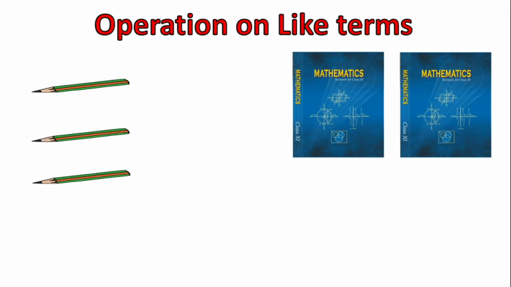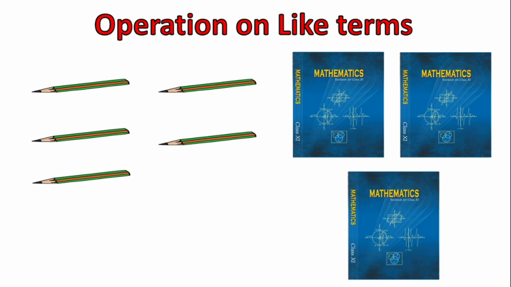Think of it like this: you have 3 pencils and 2 mathematics books. We cannot add 3 pencils and 2 mathematics books because they are not the same kind of objects. Now, if you get another 2 pencils and 1 book, altogether we have 5 pencils and 3 books. Again, we cannot combine these objects since they are different.